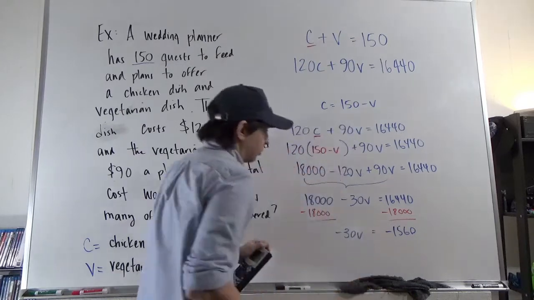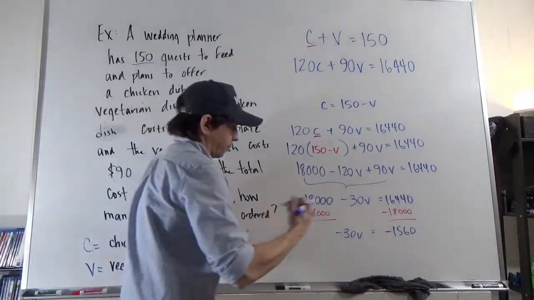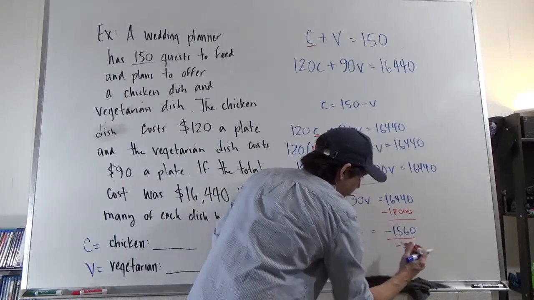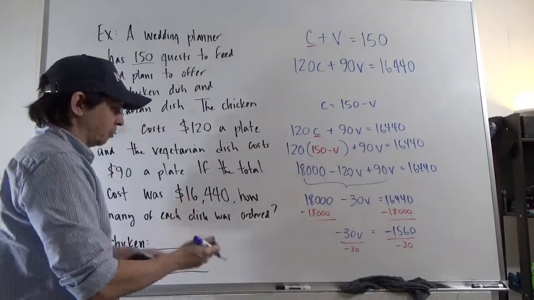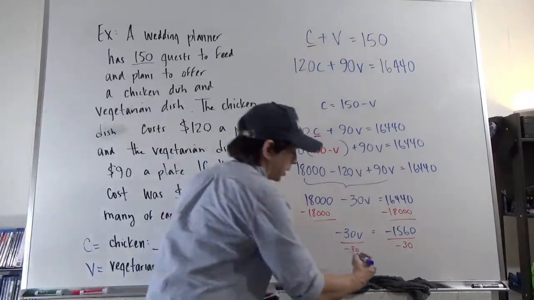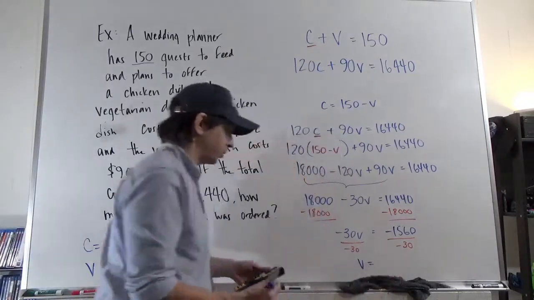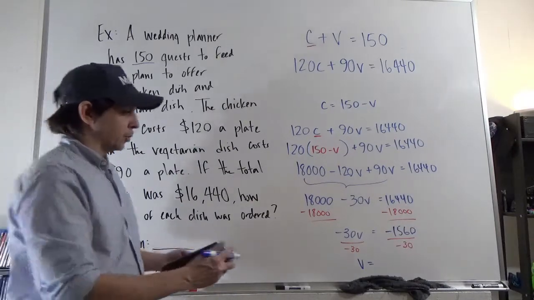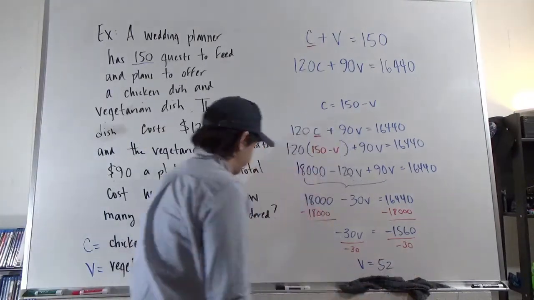Okay, don't worry about the negatives. They're going to cancel out, because I'm going to be dividing by negative 30. This is an equation, so I don't have to worry about switching or preserving the inequality. But the negatives do cancel. Again, you can't get negative numbers of vegetarians, but we won't, because the negatives are going to cancel. 52. Nice round number. Sounds reasonable.